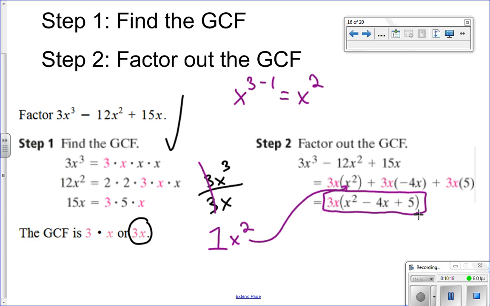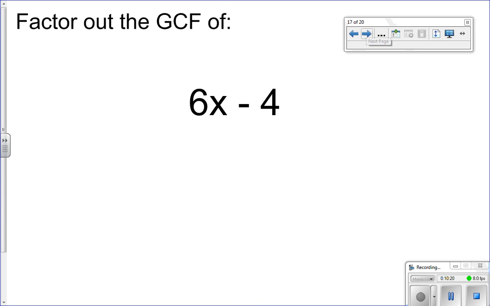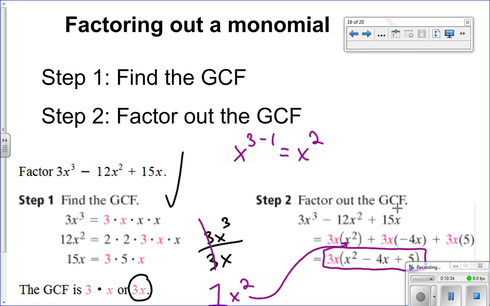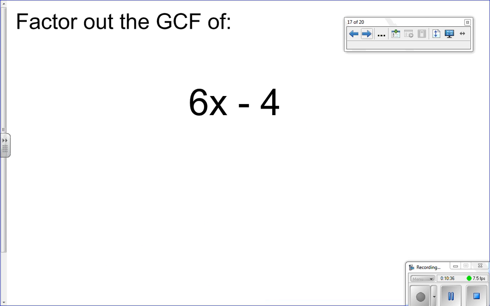We're going to do more work with this in class. Let's try some easy examples first. Factor out the greatest common factor of 6x minus 4. So find the greatest common factor, and then do step 2 from the previous slide. Do this step, factor it out.